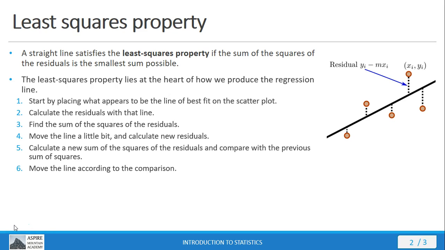So if the new sum of the squares is less than the old sum, then we're going to keep moving the line in that direction. If, however, the new sum of the squares is more than the old sum of the squares, we're moving in the wrong direction. We got to move the line back the other way. And we just keep tweaking the line like this, recalculating the sum of the squares of the residuals until we find the placement of the line that gives us the smallest sum of the squares. And that's basically what it is.